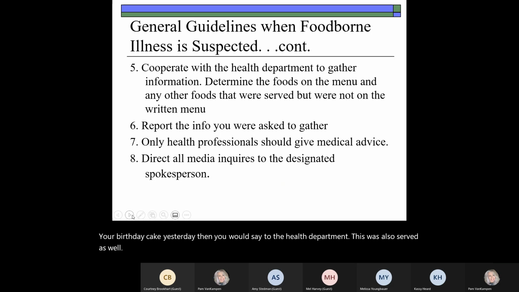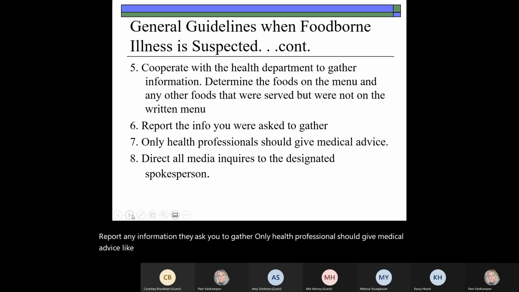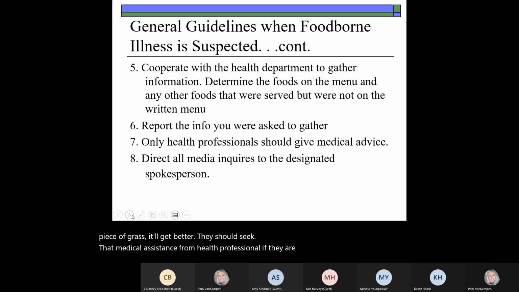Report any information they ask you to gather. Only health professionals should give medical advice. Like, don't be saying anything like, oh, I heard if you drink ginger ale or chew on a piece of grass, it'll get better. They should seek medical assistance from a health professional if they are ill from a foodborne illness.